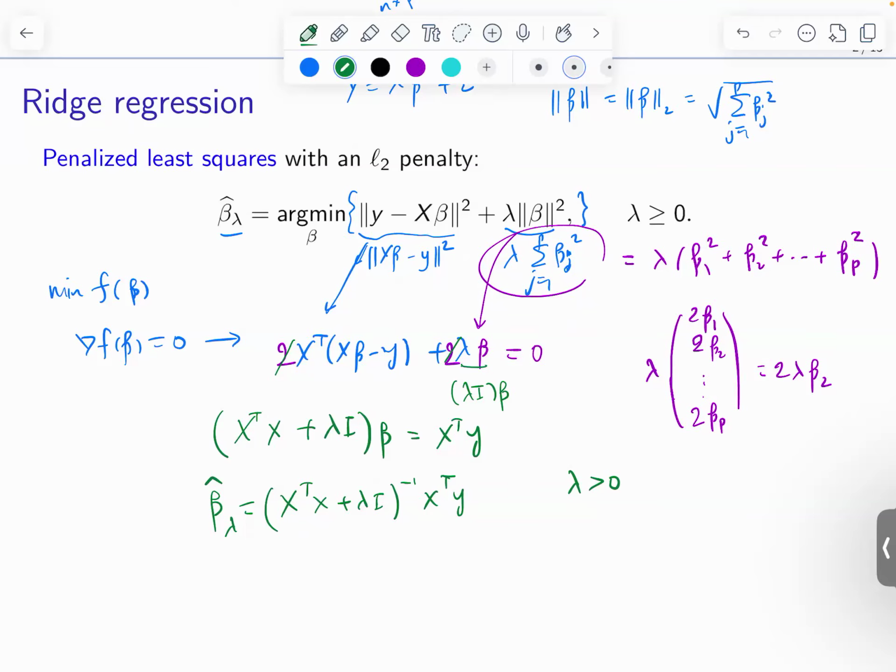That would be the closed form solution for ridge. You can already see the advantage of ridge regression. Even if X transpose X is singular, whenever you add lambda I with lambda positive, it's going to be invertible. It's also called Tikhonov regularization. It's very useful in general in linear algebra. When you try to invert a matrix, you might want to add a tiny bit of I to it, because then it would be invertible and numerically more stable.